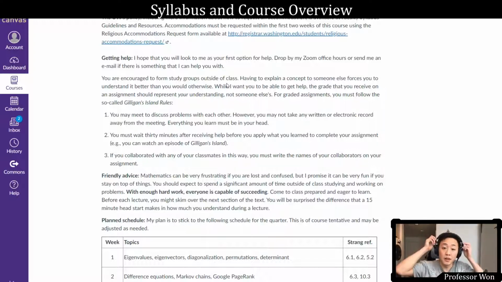Okay, so for assignments, that means for problem sets, we're going to follow the so-called well-known Gilligan's Island rules. Okay, so here's what these rules are. You may meet to discuss problems with one another or with me or with the TA, but if you meet to discuss a problem, you cannot take away any written or electronic record of what you talked about. So you can't be writing as you're talking. Or, okay, you can write while you're talking, but you can't take away any record of it, right?